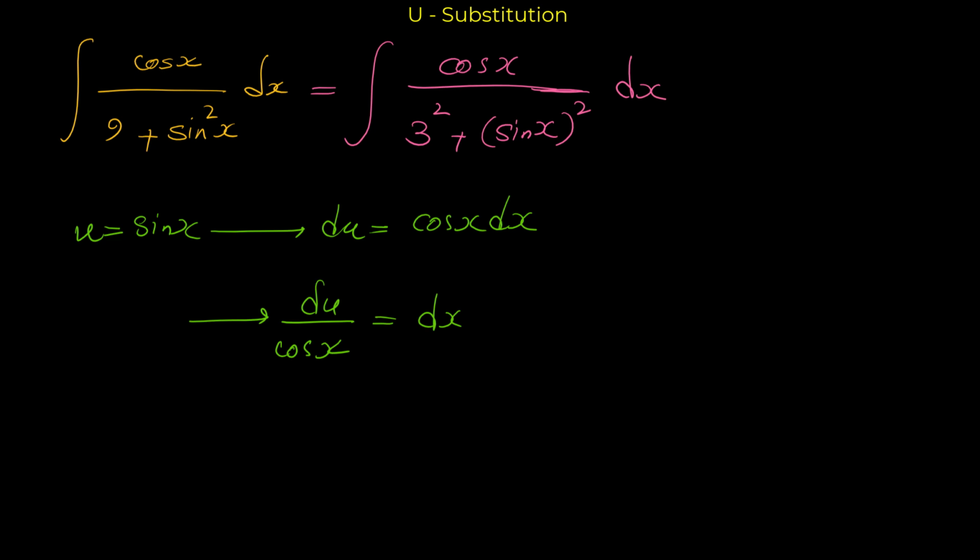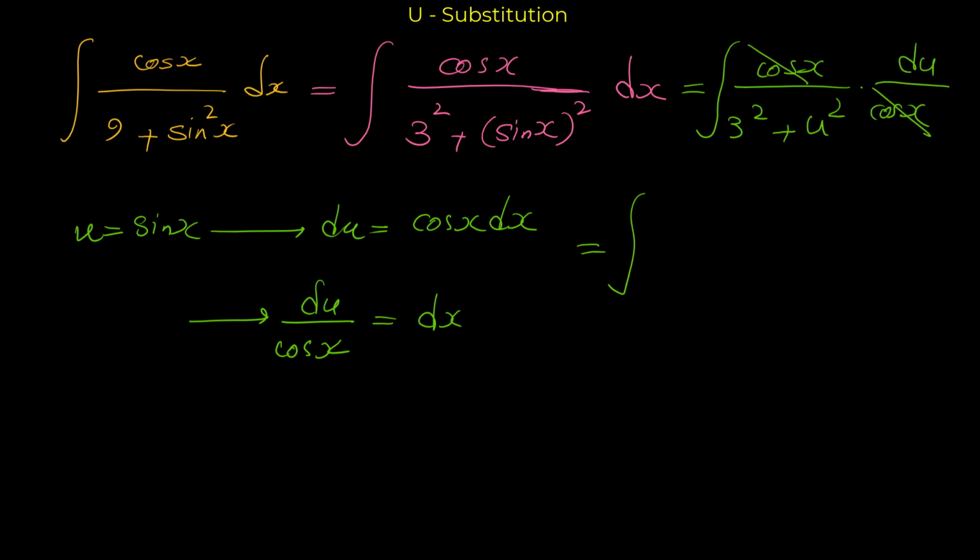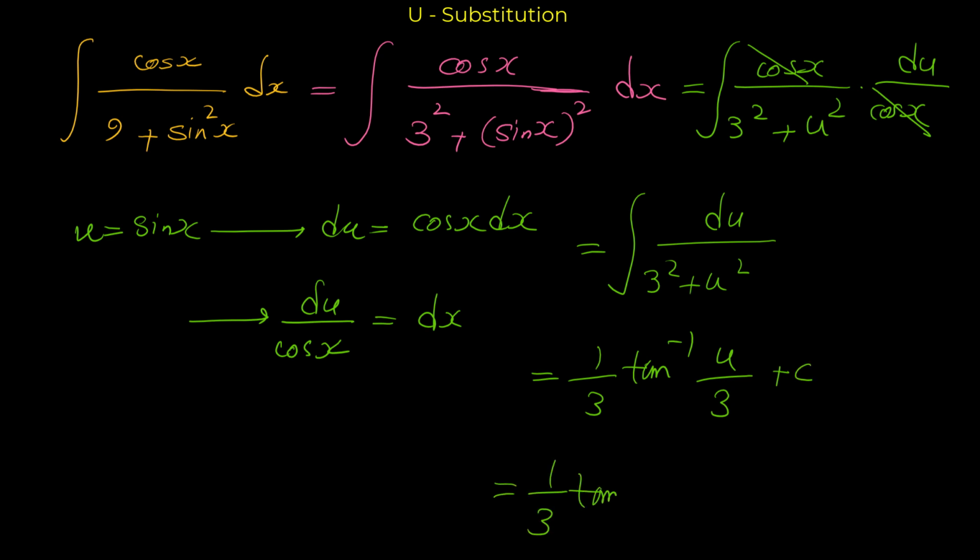Now let's do the substitution. So we have cosine x over 3 to the 2 plus u to the 2. dx is du over cosine x. Cosine with cosine cancels. Then we have du over 3 to the 2 plus u to the 2. If you remember the formula, the answer would be 1/3 tangent inverse of u over 3 plus c. So the final answer is 1/3 tangent inverse of u. Substitute back, u is sine x. So tangent inverse of sine x all over 3 plus c. And this is the answer of the integral.